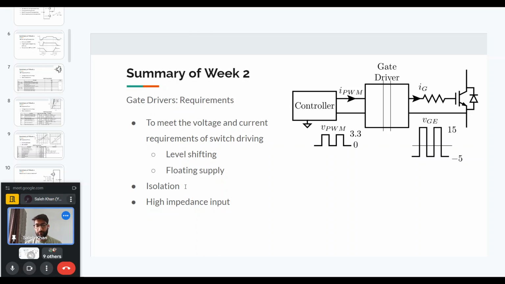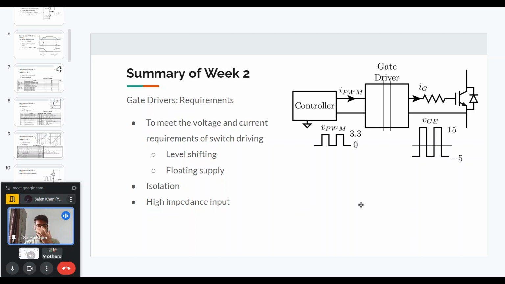Next, another use of the gate driver is to provide isolation between the controller and our power circuit. This isolation can be for safety purposes. For example, if there is a fault on the high power side of your converter, there should not be any path which links the power side to the controller side, because if any high current passes to the controller side, it will damage the controller, the DSP or the analog control. We want to avoid that. That is why we can have an isolation.